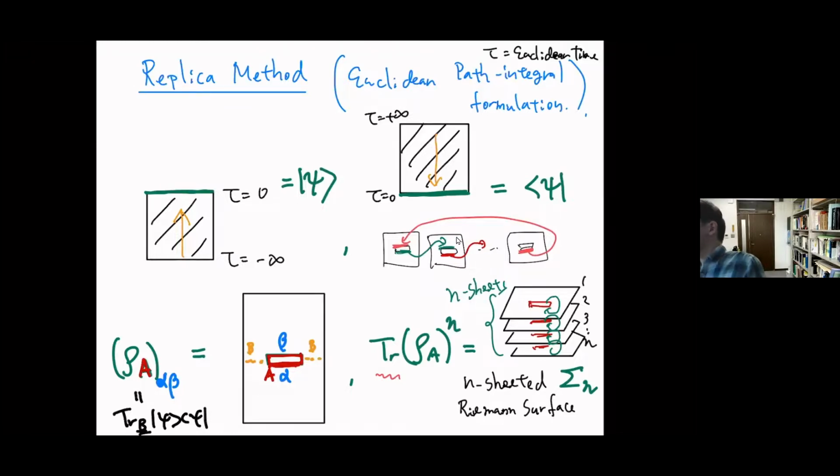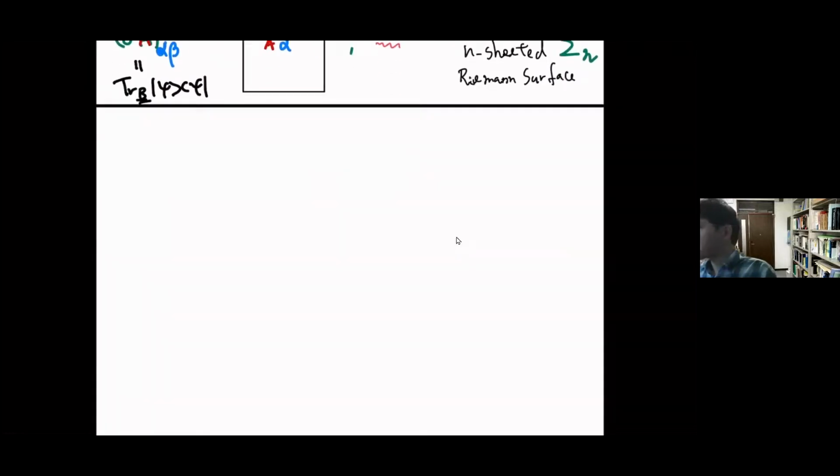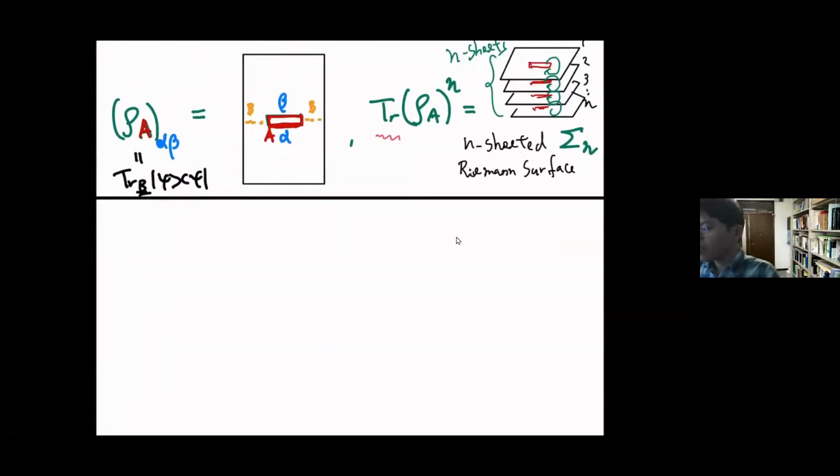Anyway, in the path integral way, we can prepare a bra and ket state, and we take the trace of rho to the n, like this way, which is just an n-seated partition function on an n-seated Riemann surface. So this is a replica. In this way, what we learned is like this.